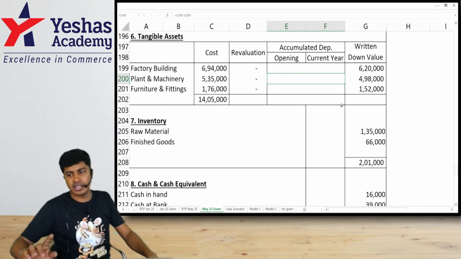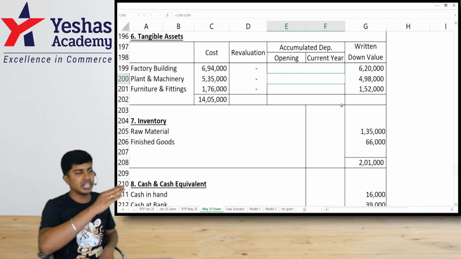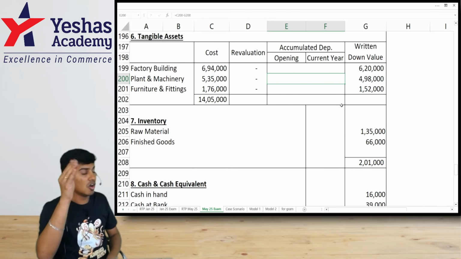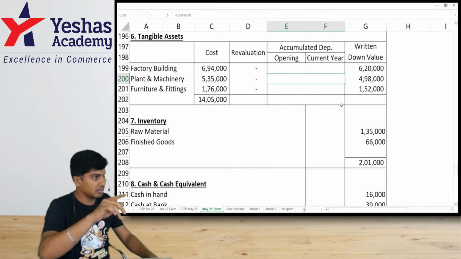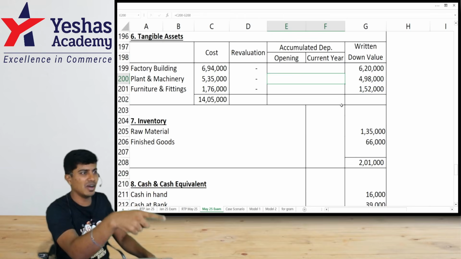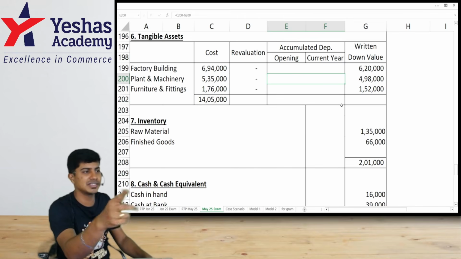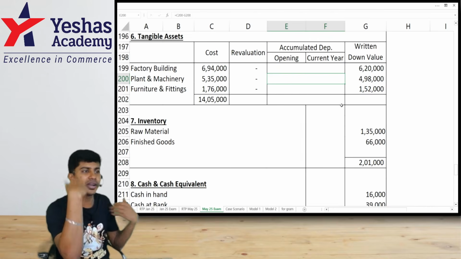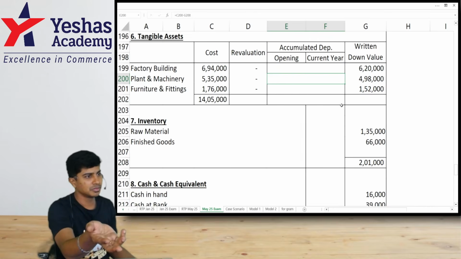Accumulated depreciation further, they should have given it this way: how much was the depreciation till the beginning of the year, and how much is the depreciation provided during the year? Such data is required but not available in this question. So whatever is available, I will write. Whatever is not available, what can we do?